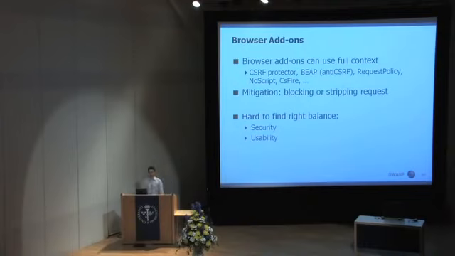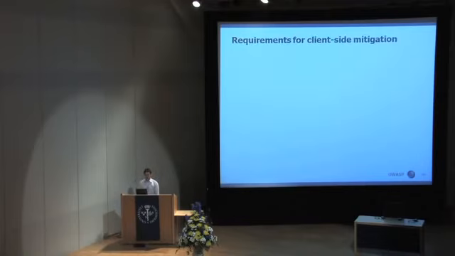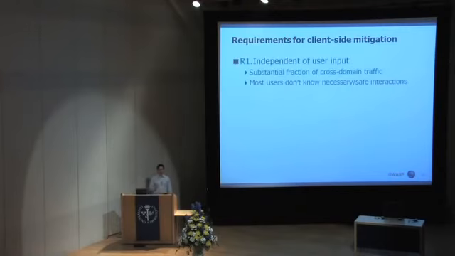So that's the reason why we were investigating CsFire. And we came up with three main requirements for client-side mitigation techniques. The first one is that we believe the plugins or extensions should be completely independent of user input. On one hand, about a third of the requests are cross-domain. You can't ask for each request what you have to do. Secondly, most users don't know what to do. You saw already in the keynote presentation, 50% just proceed while there's a warning about security. Most end users don't know which interactions with other websites are necessary or safe to use.